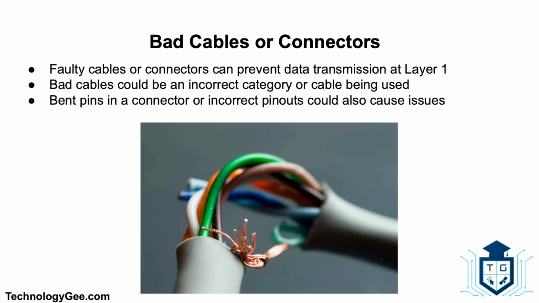Let's talk about bad cables or connectors. So faulty cables with electrical characteristics preventing a successful transmission, or faulty connectors which do not properly make a connection. They can prevent successful data transmission at layer 1. A bad cable could simply be an incorrect category of cable being used for a specific purpose. Bent pins in a connector or incorrect pinouts could also cause issues. So make sure all your cables are good to go and you don't have any bent pins.